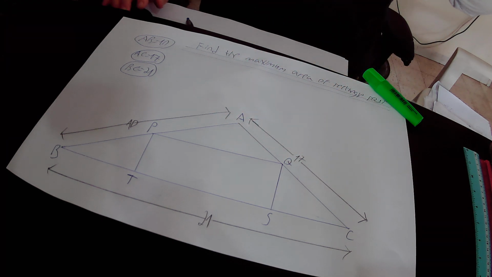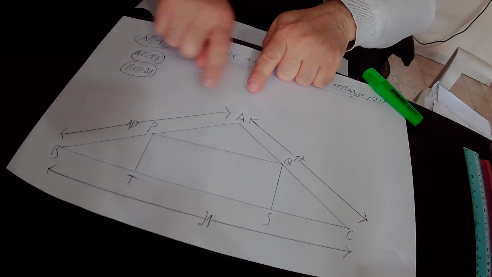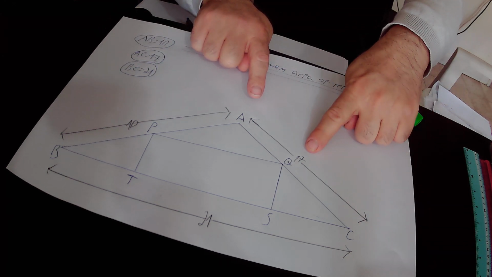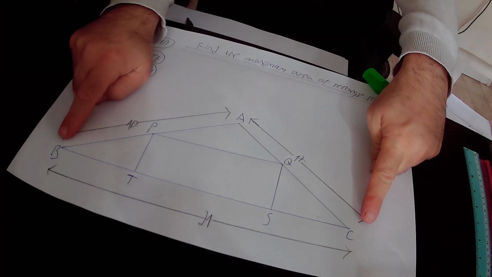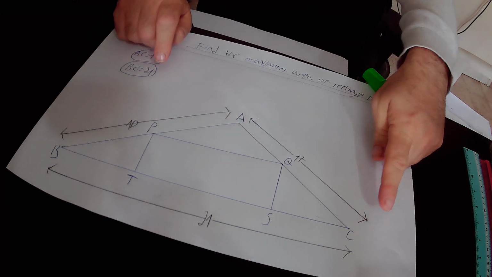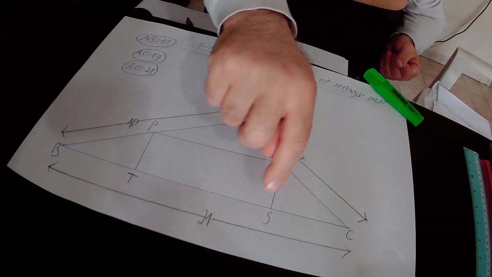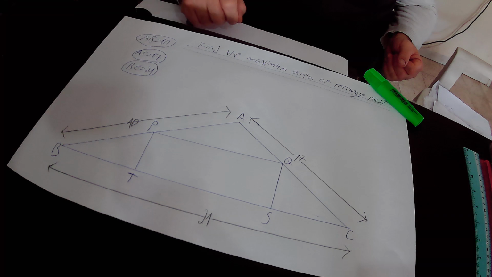In addition, we know that side AB of this triangle ABC equals 10 units in its length, side AC equals 17 units in its length, and side BC equals 21 units in its length. I repeat again that our mission is to find out the maximum area of this rectangle PQST. So in the first step, we will do a construction.